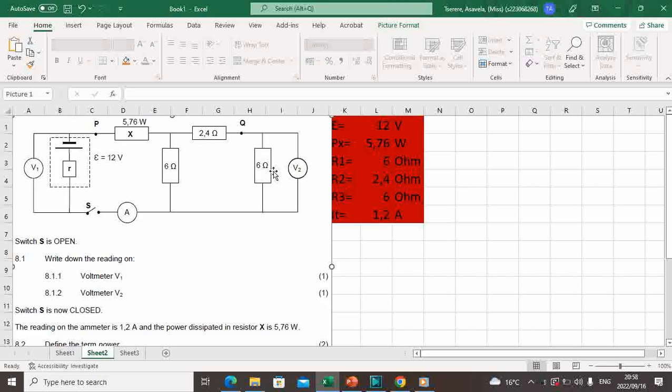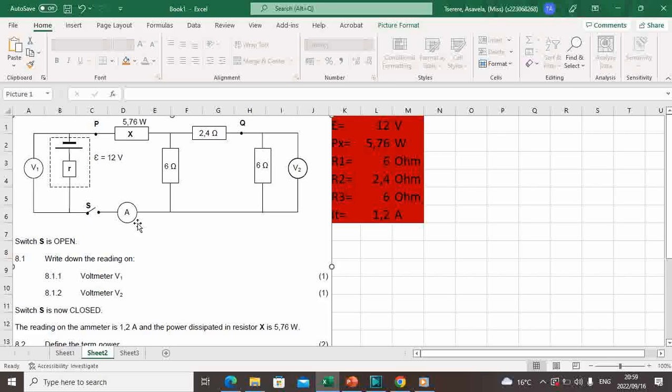These two resistors are connected in series, but they are connected in parallel with this resistor. Then we have a voltmeter here that is measuring a voltage across this 6 ohm resistor. Okay, I will name this resistor R3, this will be R2, this will be R1, this will be Rx.